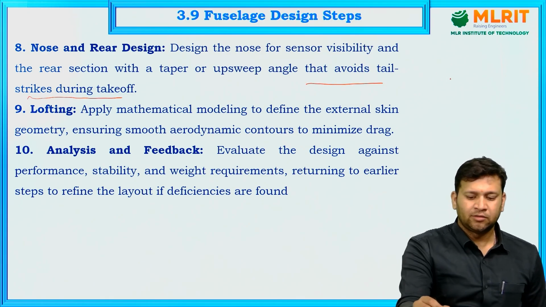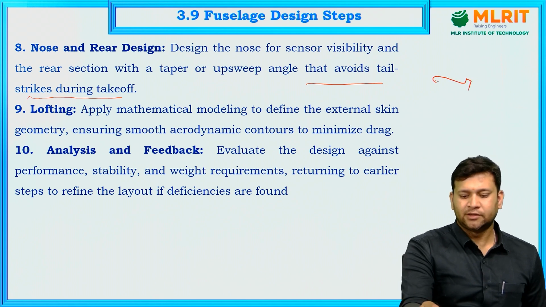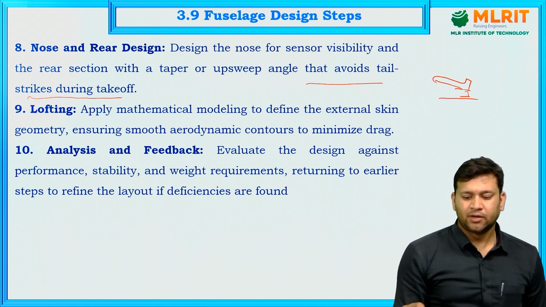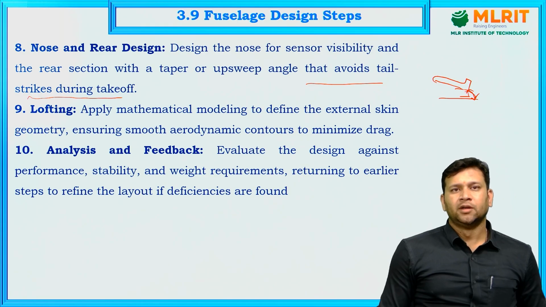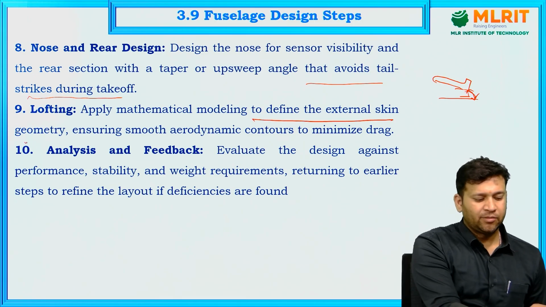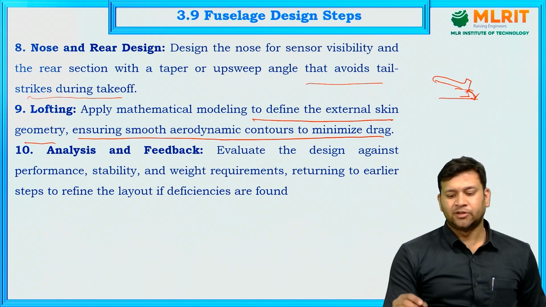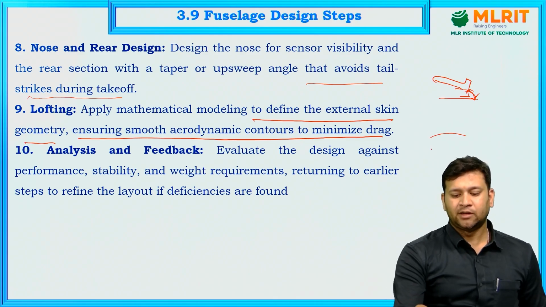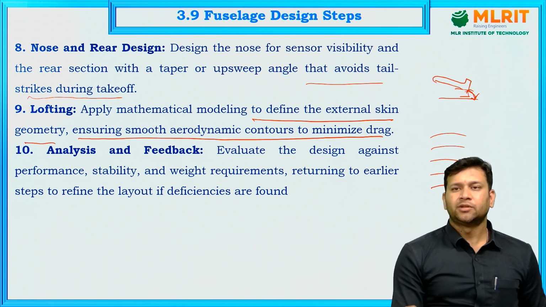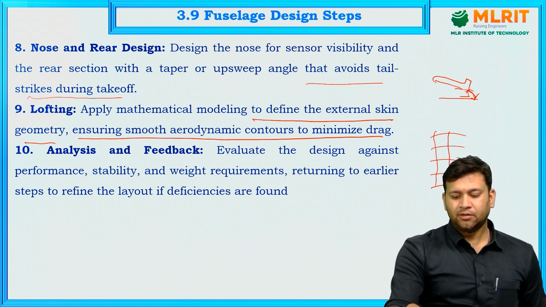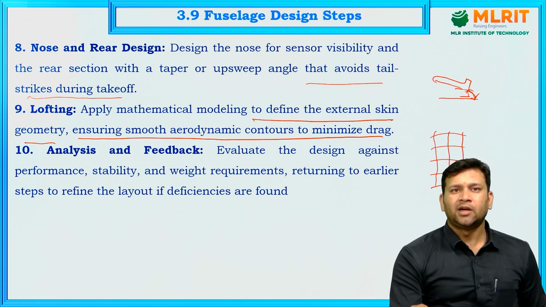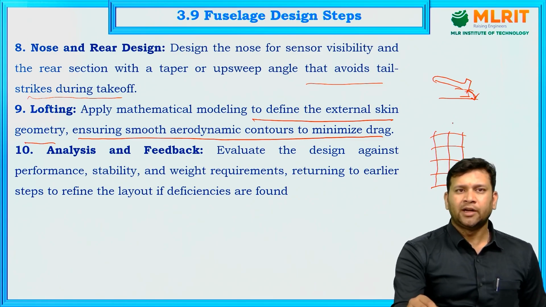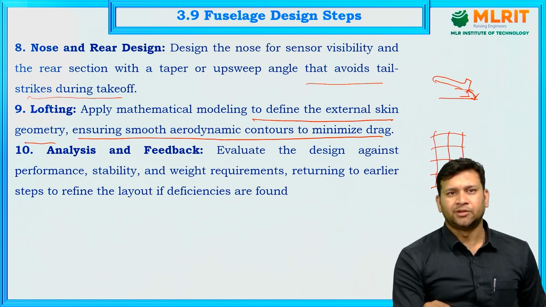Basically, it is designed to ensure that there is some clearance, else the tail will be striking or colliding with the surface. Lofting. It is the mathematical tool which we apply for modeling to define the external skin geometry, ensuring smooth aerodynamic contours to minimize drag. For example, if we take the wing, we'll have different ribs, and these ribs will be joined with a longeron and a skin is laid over this. So what will be the angle of the skin is what we calculate and measure using lofting techniques, which we have seen in the previous lecture.